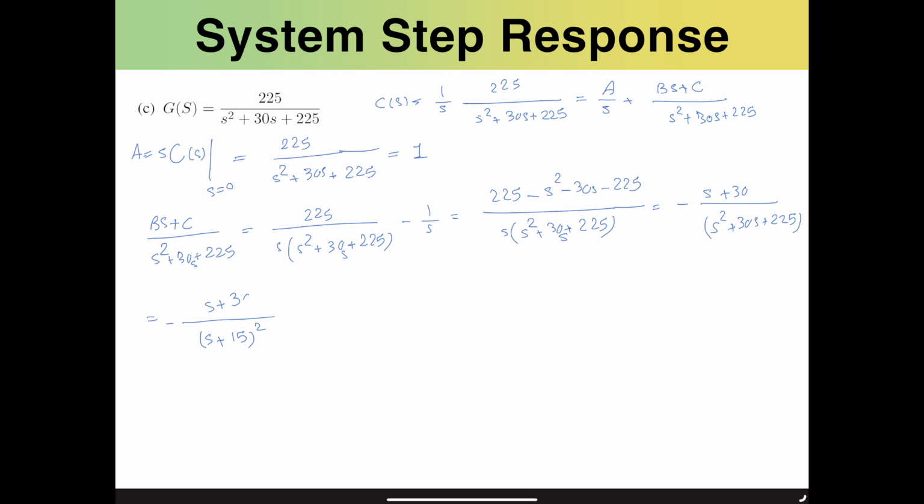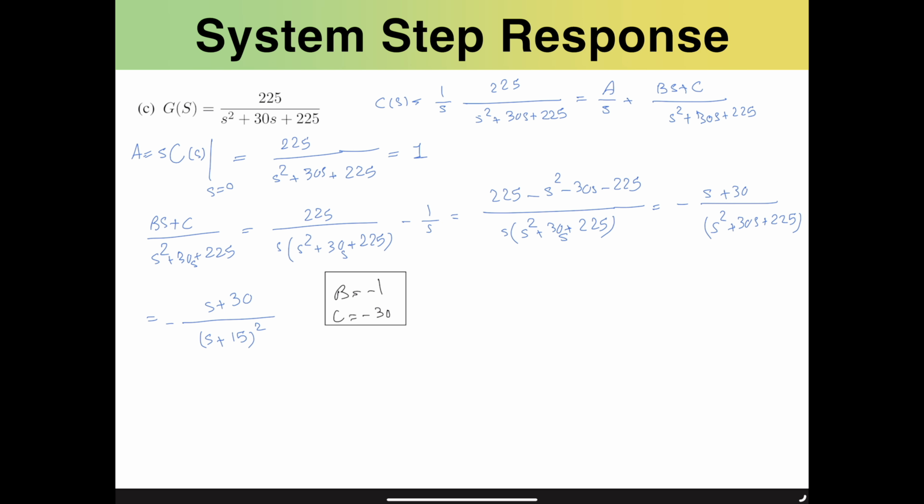So the first part of bs plus c is going to be very similar to minus s minus 30. In this case, we can have b equal to minus 1 and c equals minus 30 indeed. So these are the coefficients that we are looking for in this expression.